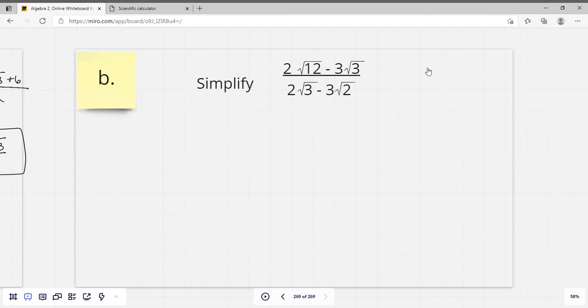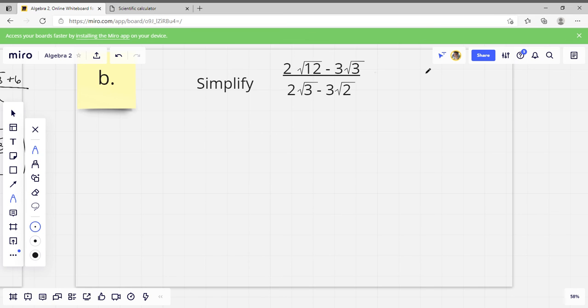This one we're going to have to multiply times the conjugate. So we're multiplying above and below times 2 square root of 3 plus 3 square root of 2. So for our top, we're going to have 2 times square root of 12 minus 3 times square root of 3. And we're multiplying that times 2 times square root of 3 plus 3 times square root of 2.